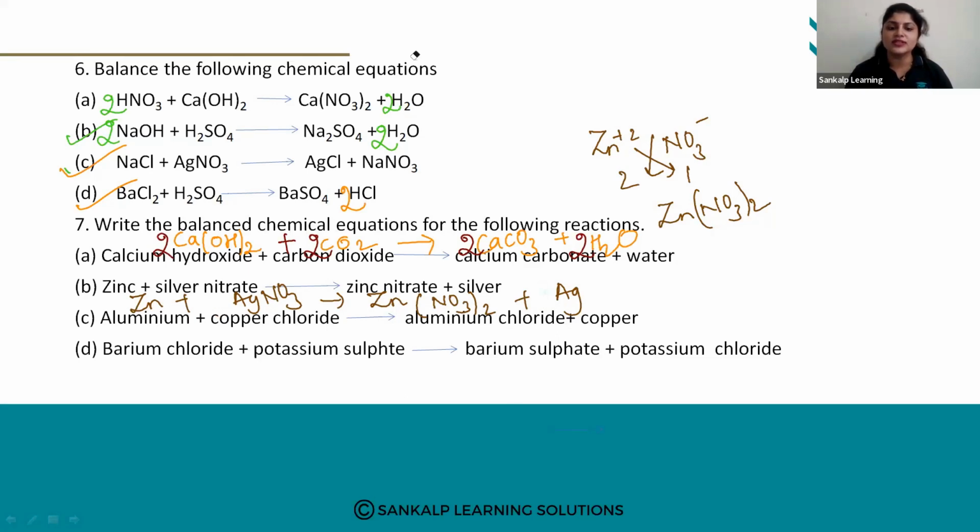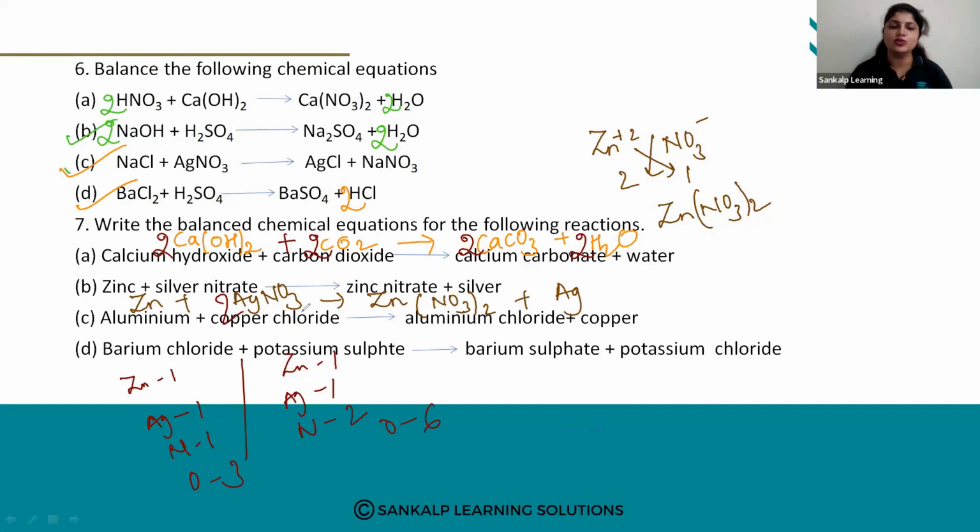What are the number of oxygens here? I'll just take another color. Number of oxygens here are 3. Zn is 1 here. Then Ag is how much? Ag is 1. Here Ag is 1. N is 1, here N is 2. Then oxygens are 3, here oxygens are 6. So you have to balance the oxygen.